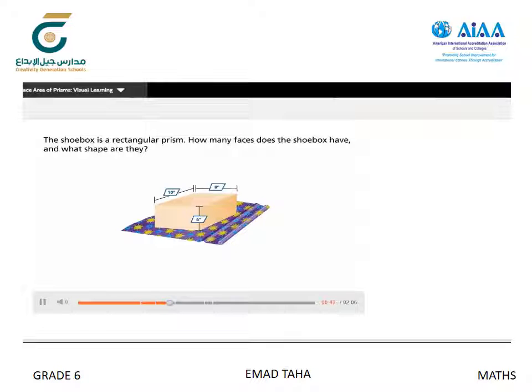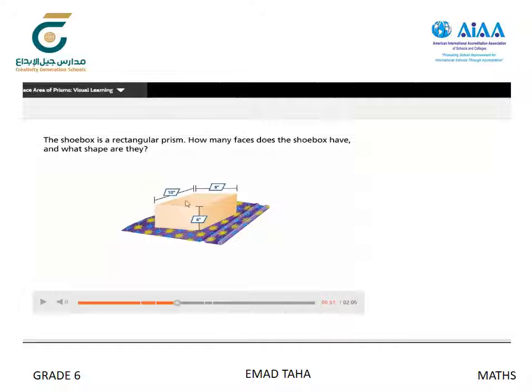How many faces does the shoebox have, and what shape are they? Okay, a rectangular prism like your room. In your room, how many walls? Yes, 4, and ceiling and floor, so total 6 faces. So when we want to find the area of the total faces, we must find the area for each face. But you note that each two opposite faces are equal in area. So we need to find only 3 faces, then multiply by 2.